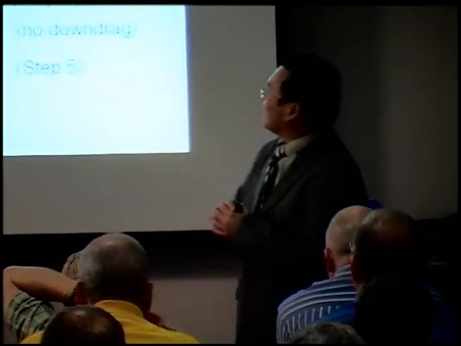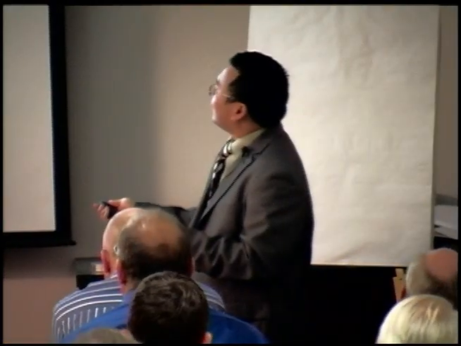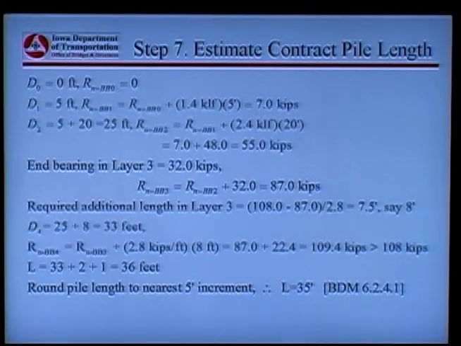Okay? So next is step 7. We know that we require 108 kips. Right? But we want to know how far the pile should be driven into the ground to get the 108 kips or more. So this step basically is to go through the layers by layers and determine the contract length. Right? I will walk through this calculation slowly.